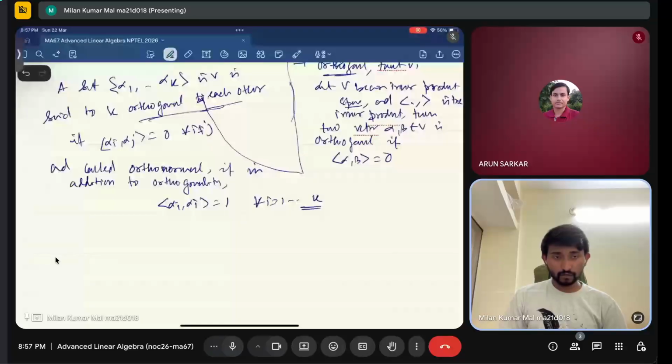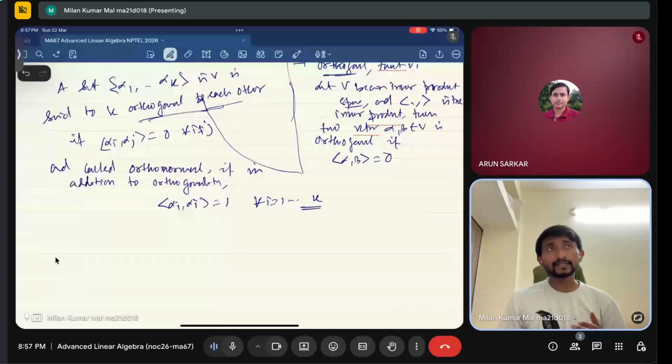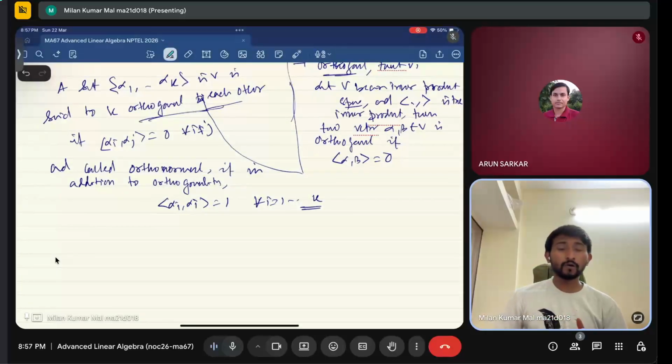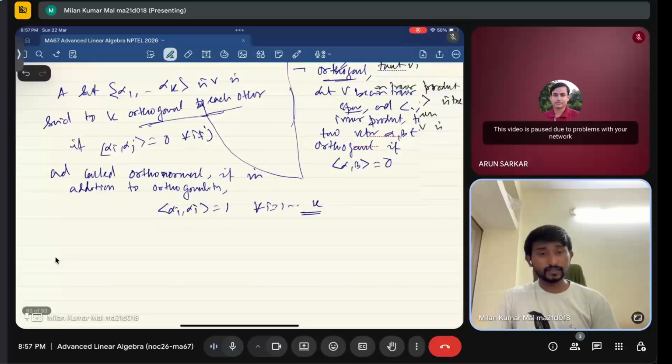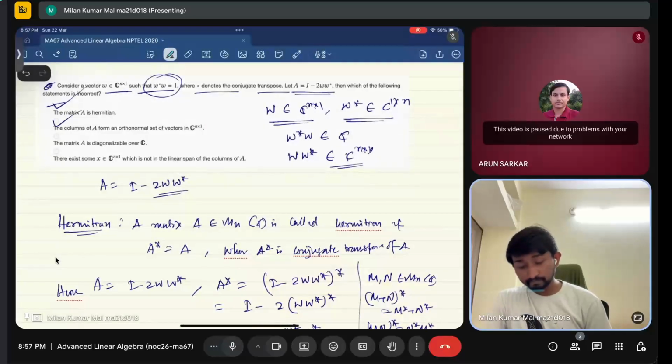Orthonormal means the inner product of alpha i with itself is 1, and orthogonal means the inner product of alpha i and alpha j is 0. A set is said to be orthogonal if every vector is orthogonal to each other, and it is said to be orthonormal if every vector is orthogonal to each other as well as the norm of each vector is 1. And we know that for unitary matrices, there is also something we have to prove, but then we can say that all the rows or columns, if we take the set of rows or the set of columns, form an orthonormal set. So this is also true.